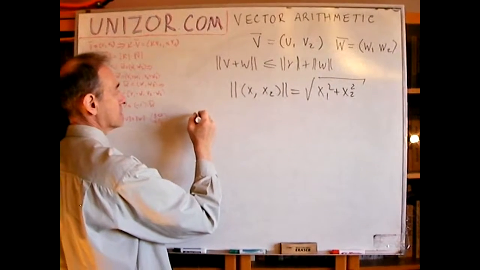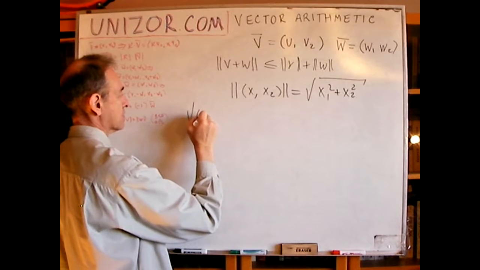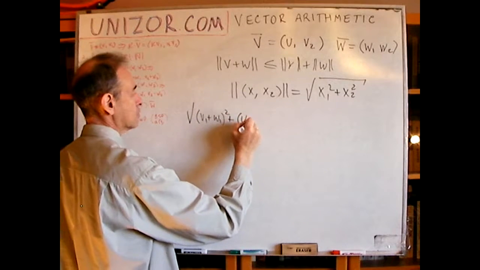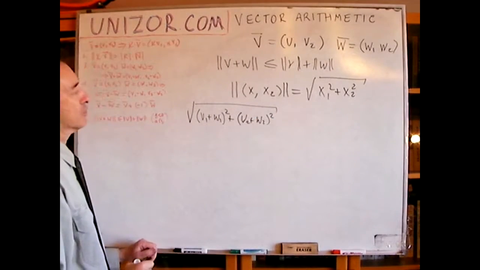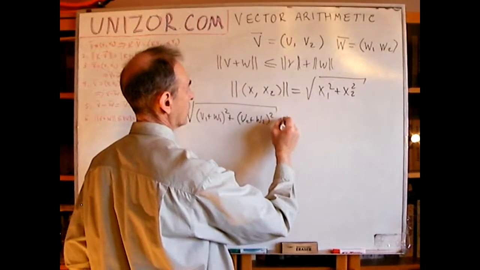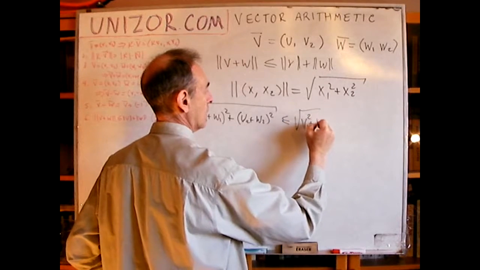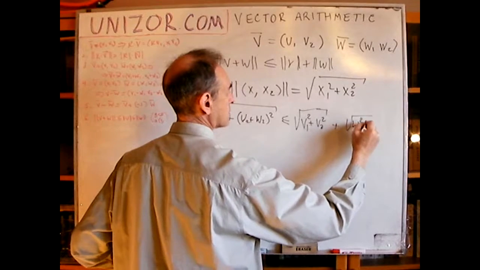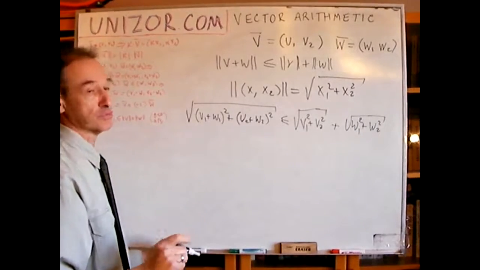Well, it's the square root of the first component squared, which is v1 plus w1 squared, plus the second component, v2 plus w2 squared. That's on the left. That's what we have to prove. And this one, the length of this vector in tuple representation, is less than or equal to the length of the first one plus the length of the second one. Right? That's what we have to prove.